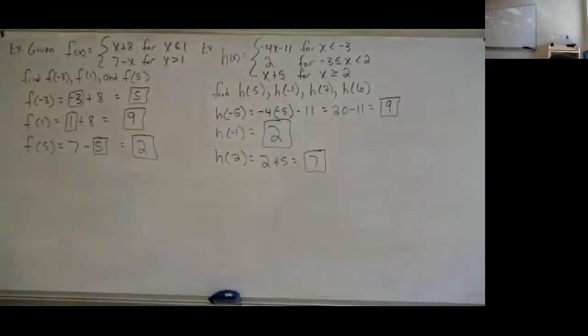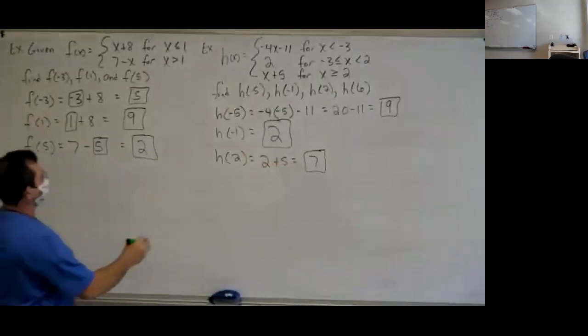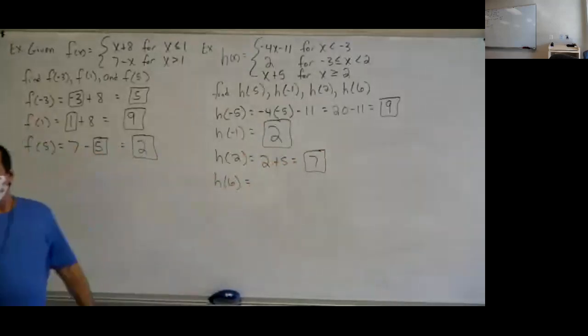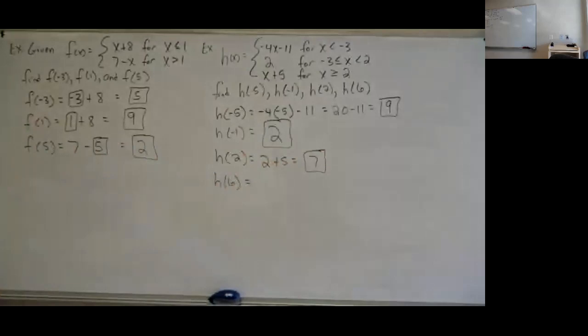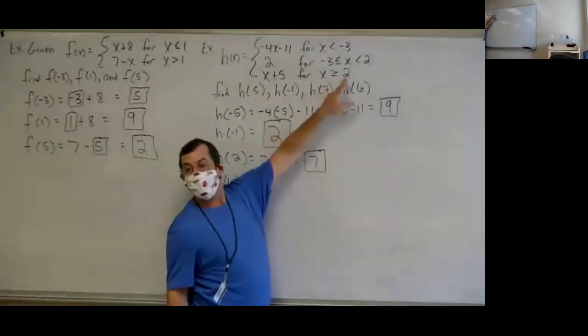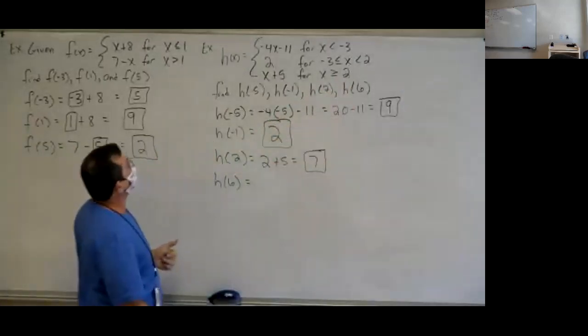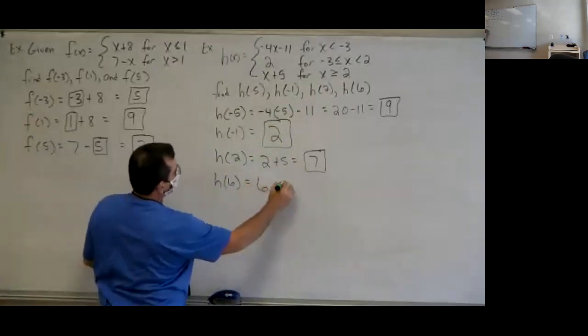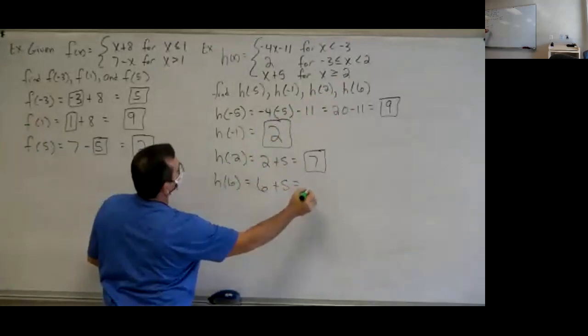So what's left? H of 6. Am I going to use the top equation, middle equation, or the bottom equation? Bottom one, because this one says anything greater than or equal to 2, we're going to use the bottom one. So that'll be x plus 5, which will be 6 plus 5, and I get 11.